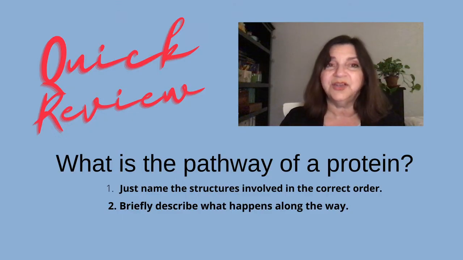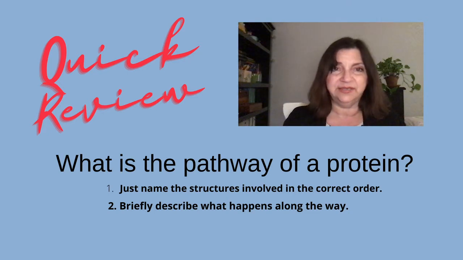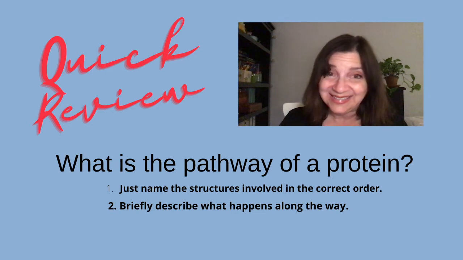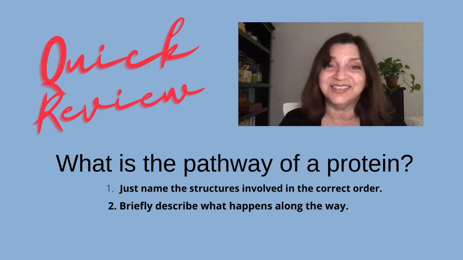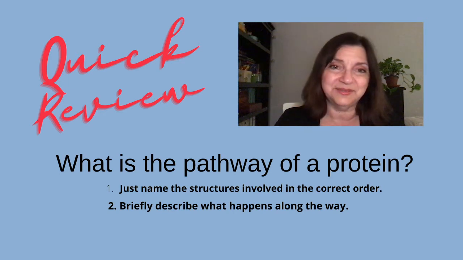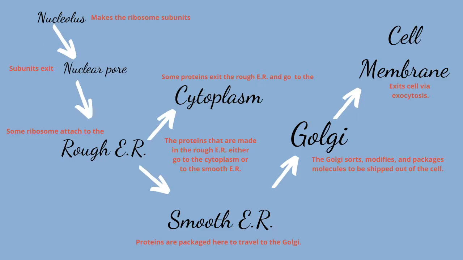All right, here is a quick review. What is the pathway of a protein? All you have to do is just name the structures involved in the correct order. You will have to practice this several times to get this. And then briefly describe what happens along the way. So, it starts at the nucleolus. That's where the ribosome subunits are made. And then the ribosomes travel through the nuclear pore.